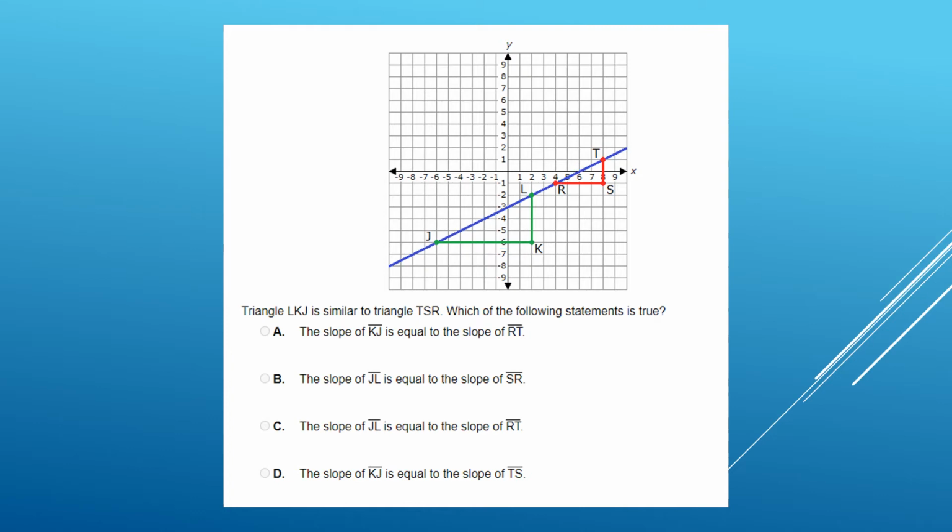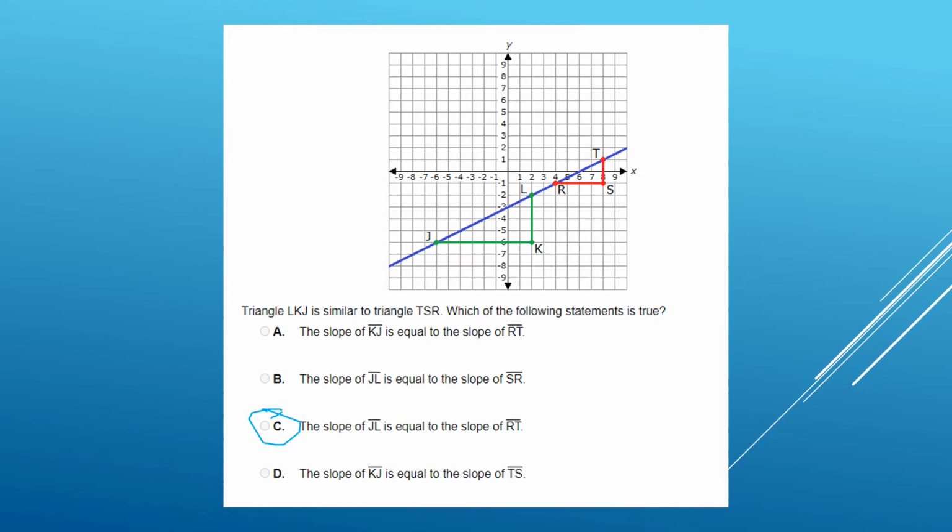Let's look at the next one. The slope of JL, that'd be this one, is equal to the slope of SR. That's not true. This one's horizontal. This one's not. For C, JL and RT. So JL, RT. Yes, that one is our answer. So C is your answer here.